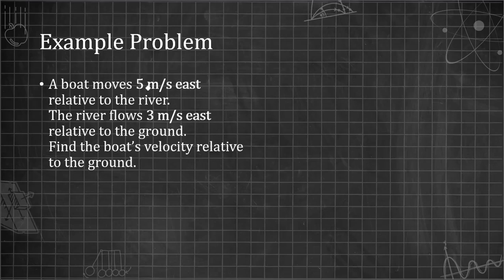So now let's take a look at an example problem where we have a boat moving 5 meters per second relative to a river, the river flowing 3 meters per second east relative to the ground, and we want to know the boat's relative velocity to the ground. So we'll go ahead and define all of these variables here.